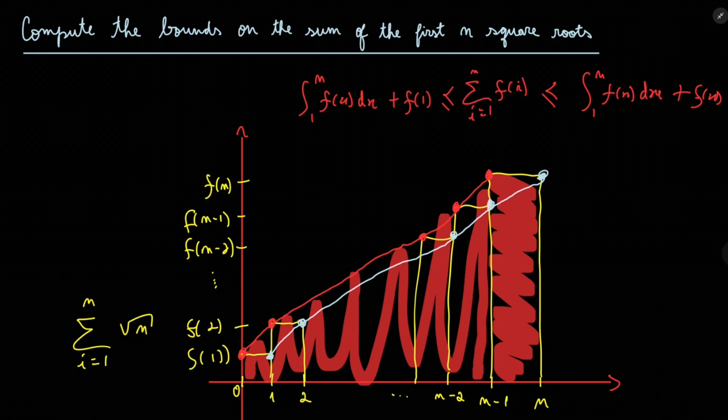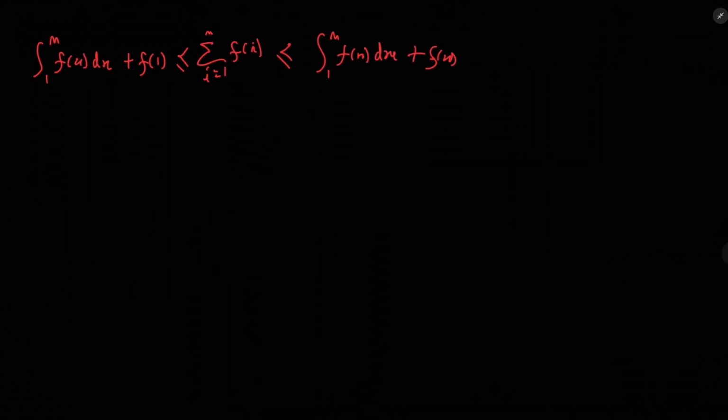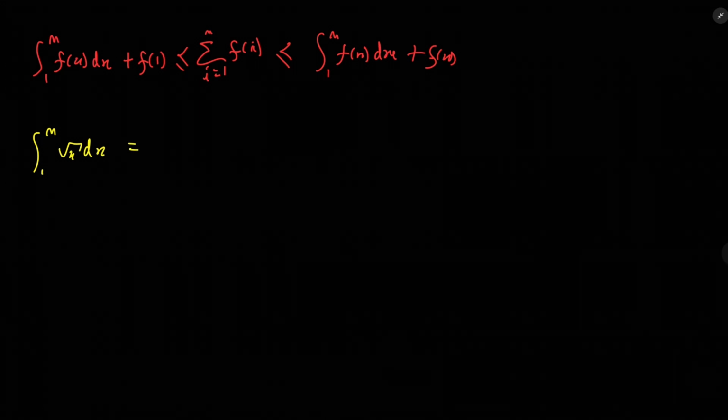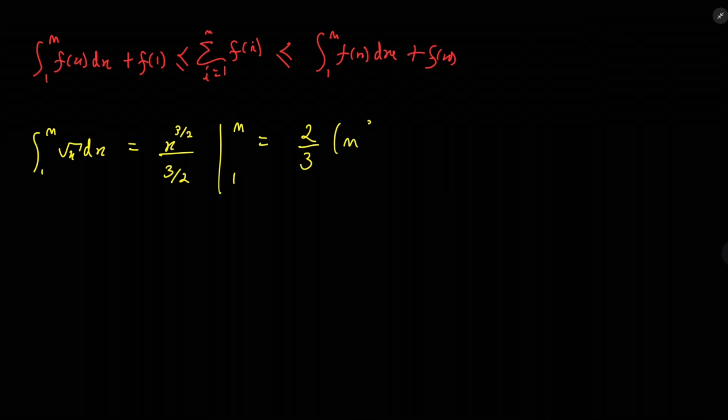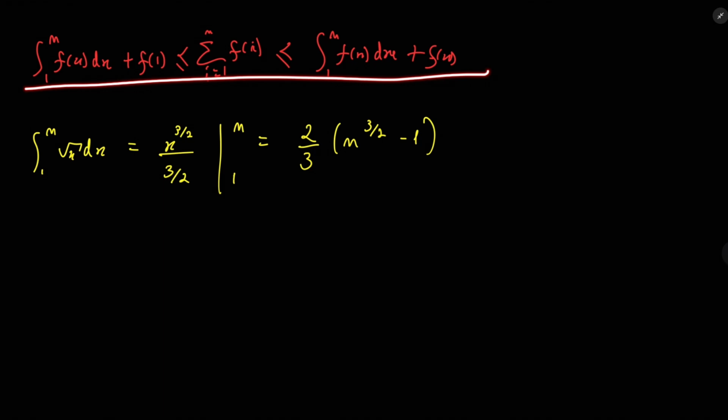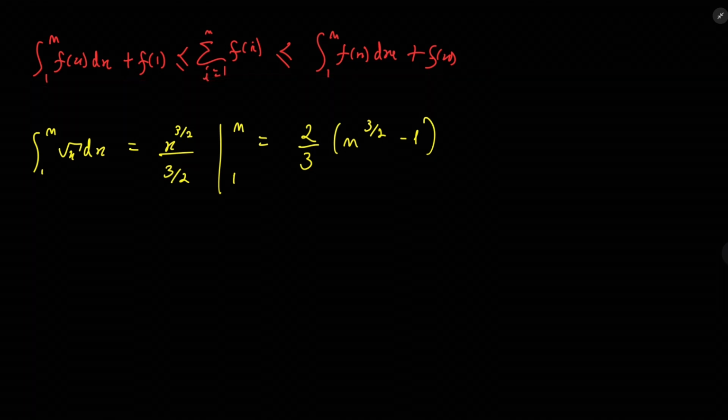Cool, so now we can go ahead with our problem. I'll leave it here as a reference, and then let's first find our integral. So what we want is the integral from 1 to n of square root of x dx, and this is x to 3/2 over 3/2, evaluated at n and 1, and that equals 2/3 times n to 3/2 minus 1. Now let's find our bounds. We have our integral, so let's use it here.